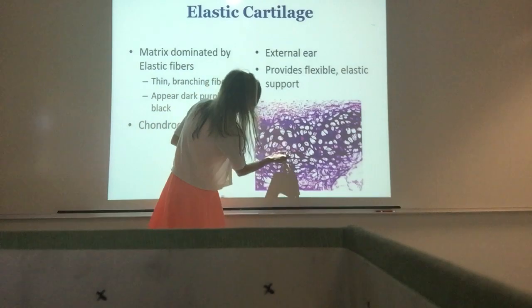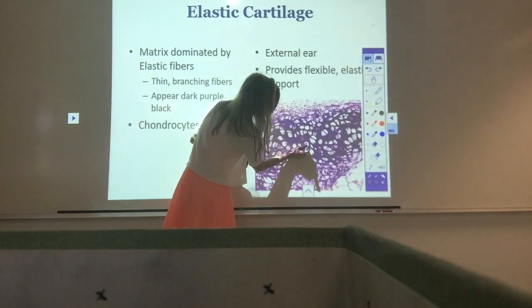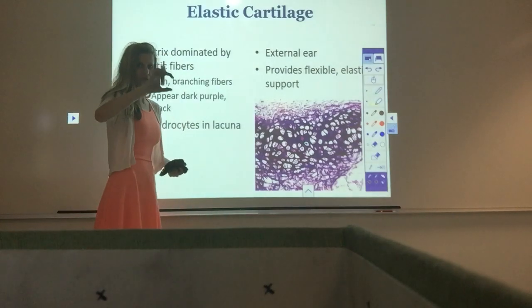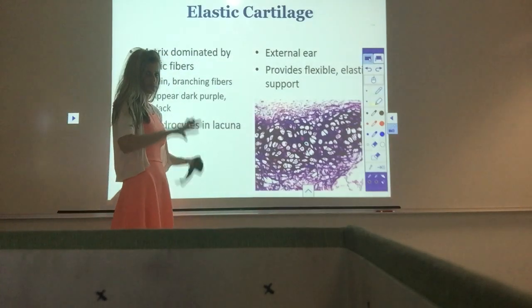Elastic cartilage, again, you see the cells in their lacuna, right? So there's a nucleus, there's the cell, and then it has this clear, obvious circle around it. These really big, obvious bubbles. That tells me it's cartilage.